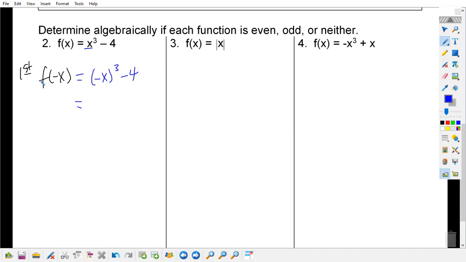That's the first thing you do, is you're going to find f of negative x. So that's showing if I change my x values, how is it going to affect my function?